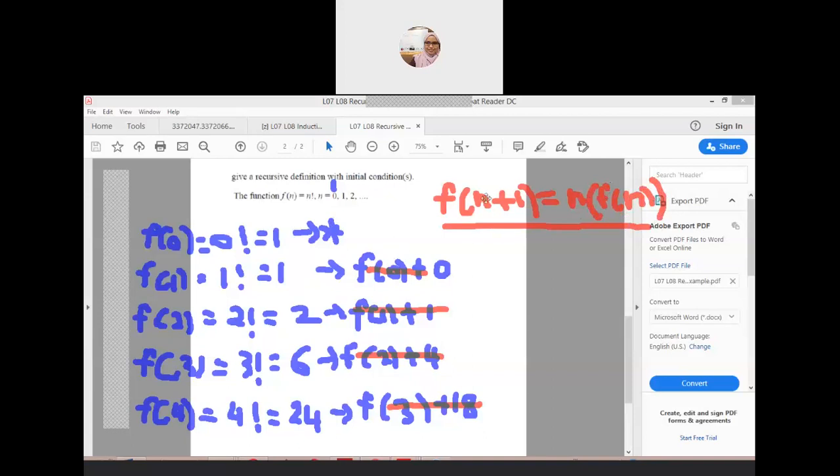Okay, so how can we check when we want to find F1, we use F0, right? So n is equal to 0. F0 is 1. Now n is 1, so 1 times 1 we get 1. For F2, 2 times 1 we get 2. For F3, 3 times 2 we get 6. Okay. So we can use this.